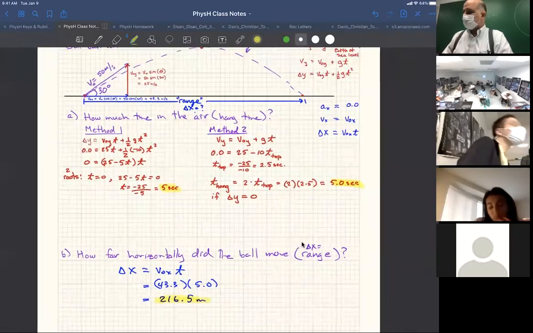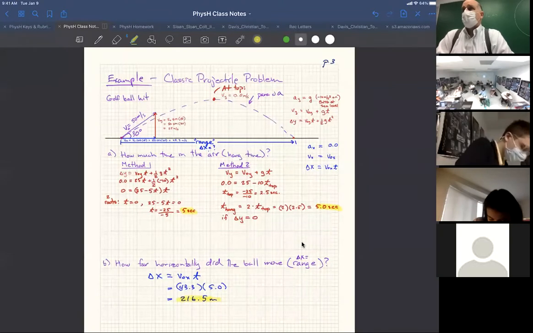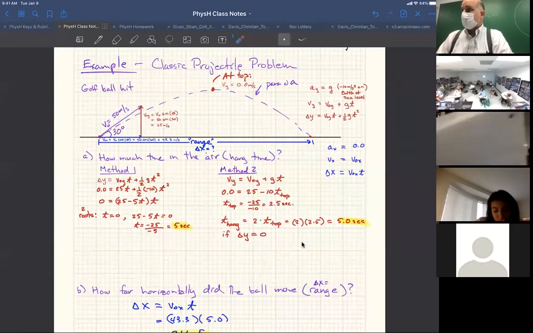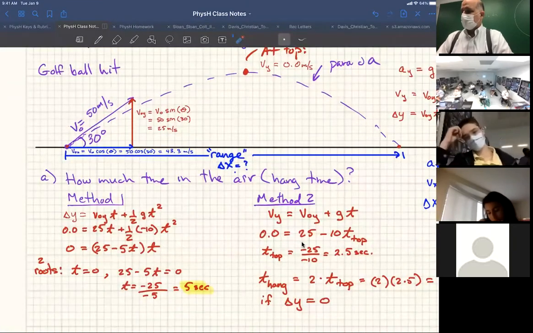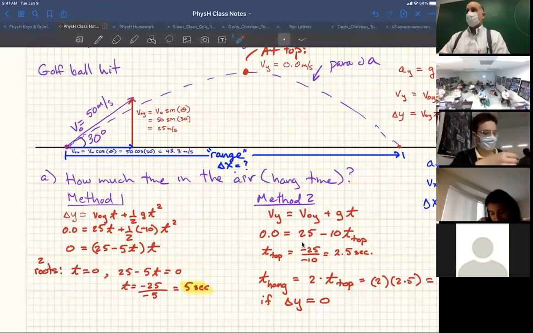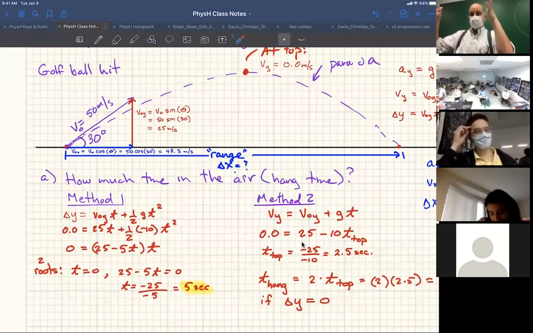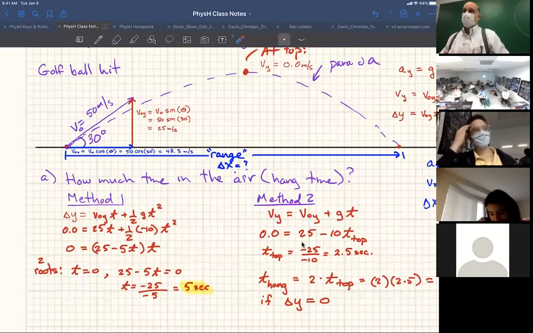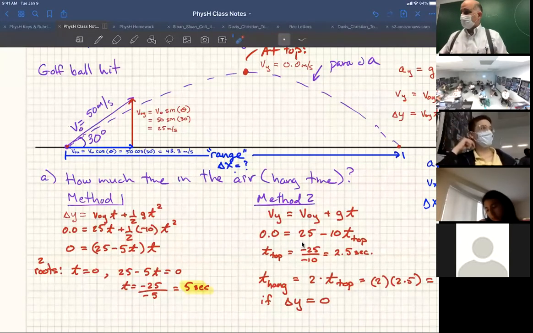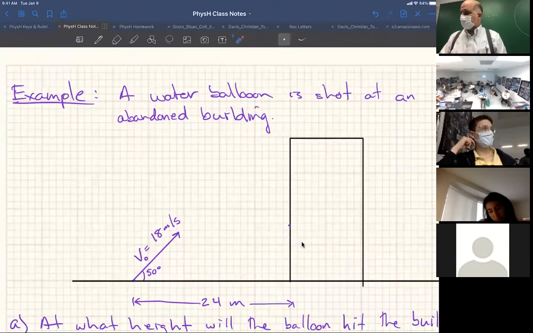So the last part's pretty simple. What's different here from what you have done before is that you're dealing with x and y motion simultaneously. And that requires breaking up the velocity into a vertical and a horizontal part so that you can use those two separate sets of equations. You've got equations for the vertical and you've got equations for the horizontal. So I'm going to give you an opportunity to practice this. See if you can solve this problem.